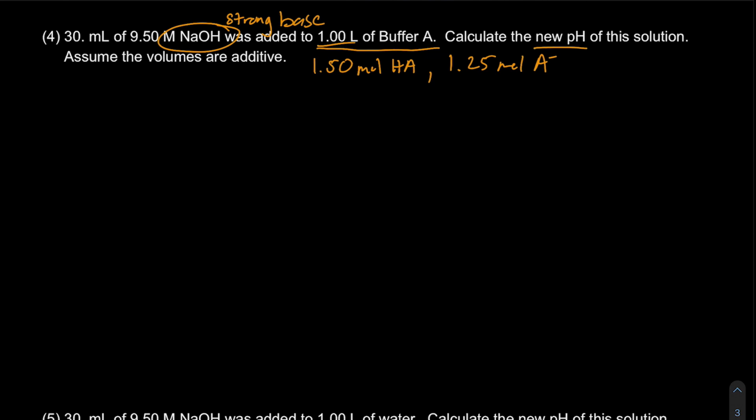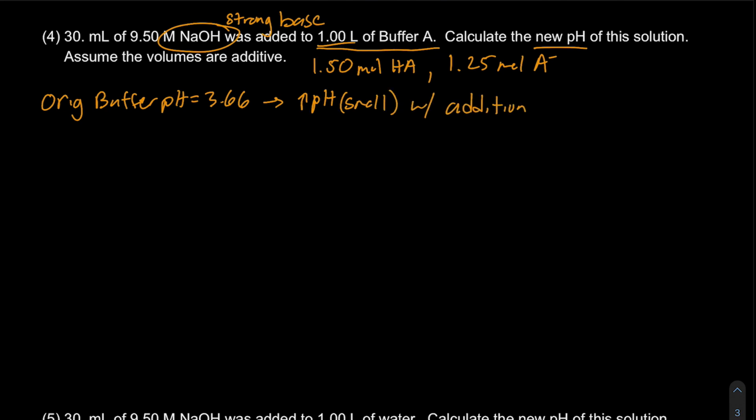We want to figure out how our pH changes. So what's our new pH once we've added this base to our buffer? Again, reminding us that our original buffer pH was 3.66. So let's think about how it might change. If we think conceptually about what we just noticed with an acid, what we should see is an increase in pH, but a small increase in pH with the addition of our sodium hydroxide.